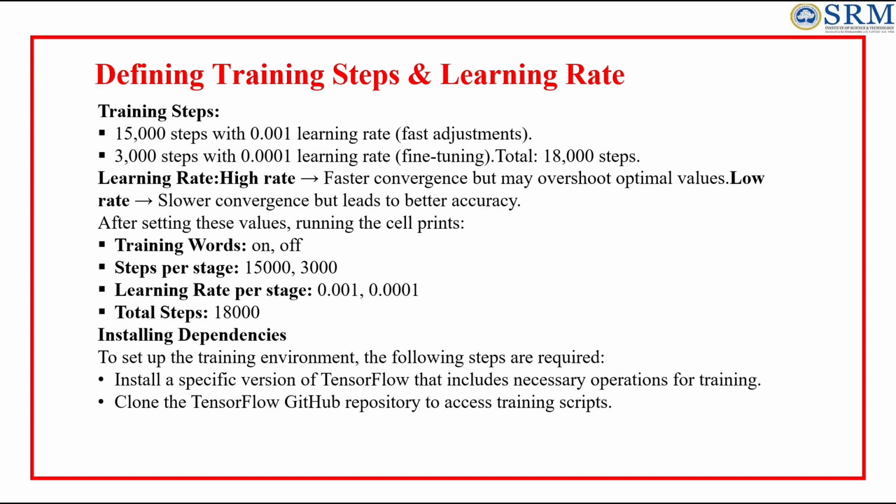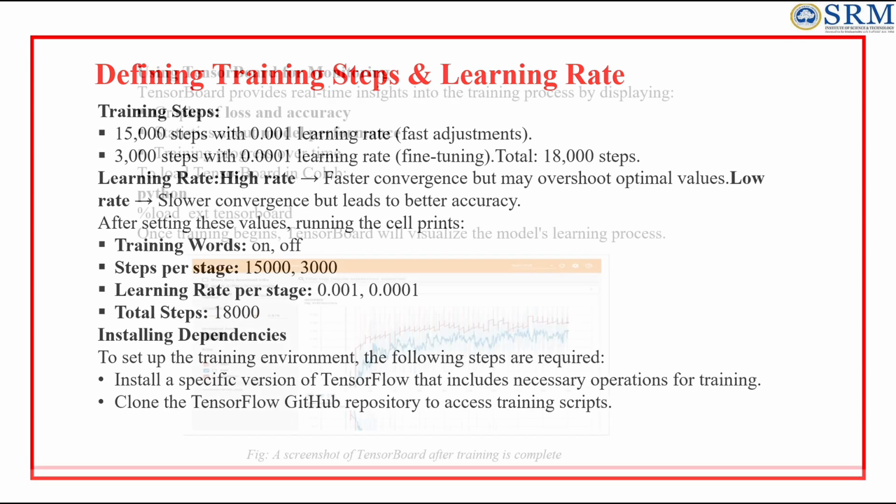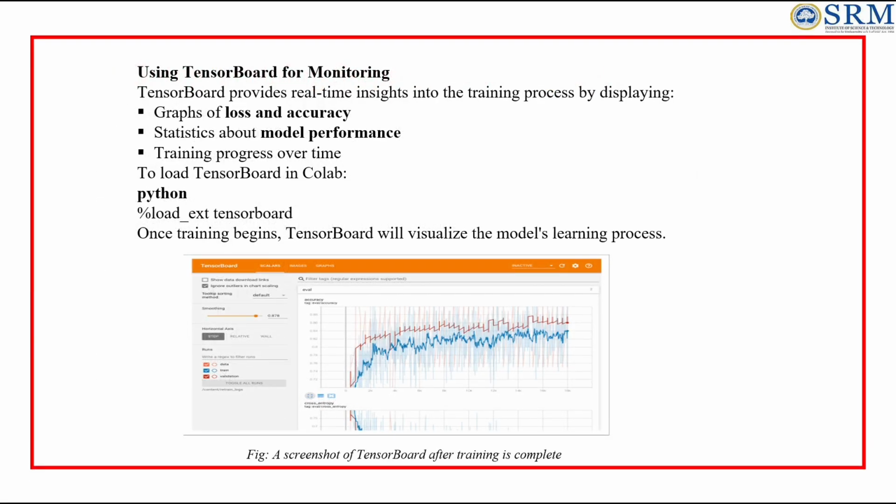The learning rate is important. A high rate speeds up convergence, but risks overshooting the best values, while a low rate is slower but generally produces better accuracy. Before running training, we also need to install the dependencies. This includes installing a supported version of TensorFlow and cloning the TensorFlow GitHub repository to access the official training script.